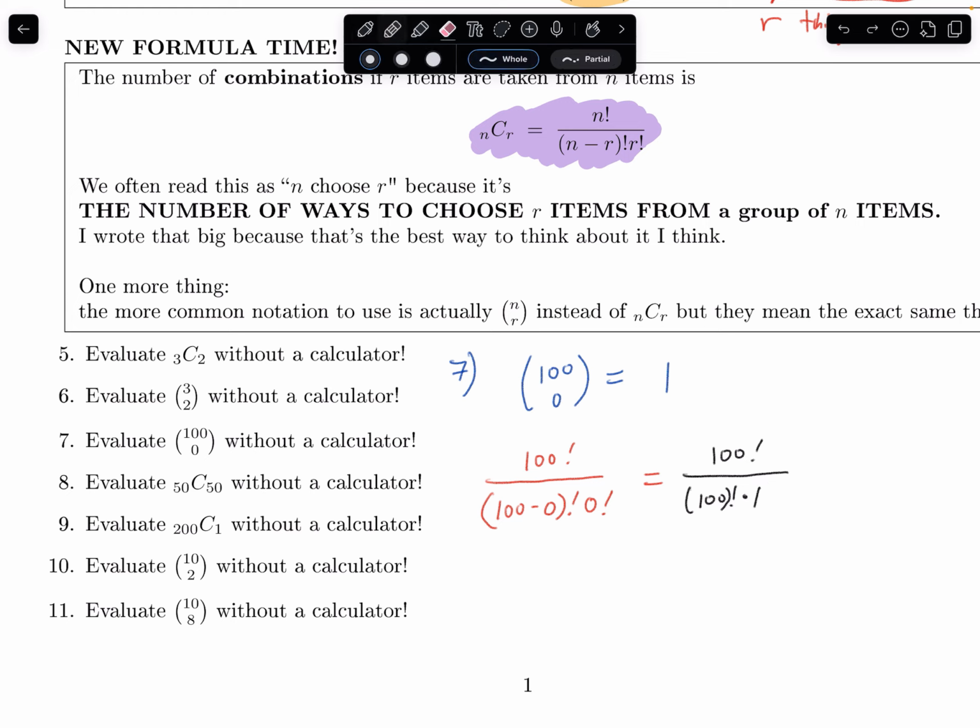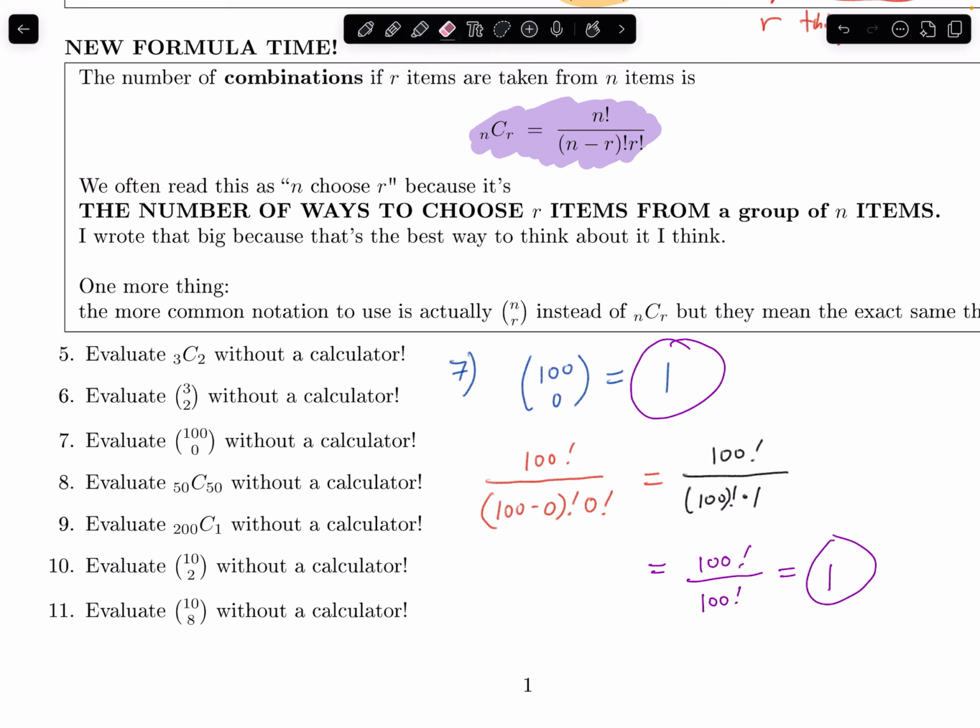And then what's next? Okay, so that's 1. I meant to make a more obvious color change here. That's 100 factorial up top. The bottom, 100 factorial. I don't need these parentheses here anymore. I just kept it so you could see the connection to where it came from. The 1 is gone. 100 factorial over 100 factorial is just 1. And look, it matches what I expected. That's just working out the formula. Okay, that's 7.